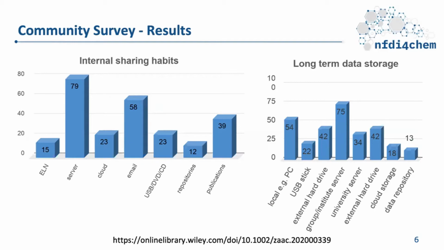And we have also looked into the different internal sharing habits, especially for the data generated as a part of the experiments, and the general procedures for long-term data storage. You can see in the two graphs here that internal sharing is mostly through internal servers. Emails are the next best, and for long-term storage, the institutional servers are the places where all the data would actually end up.